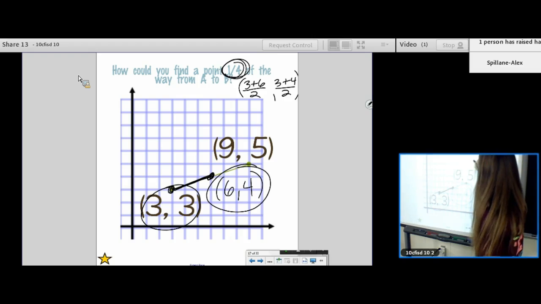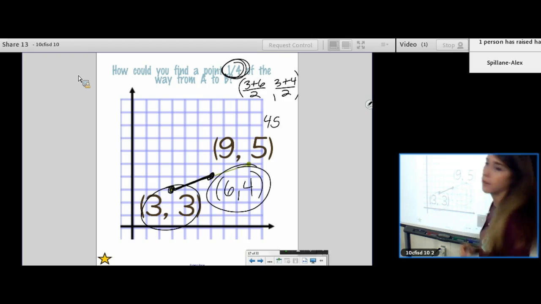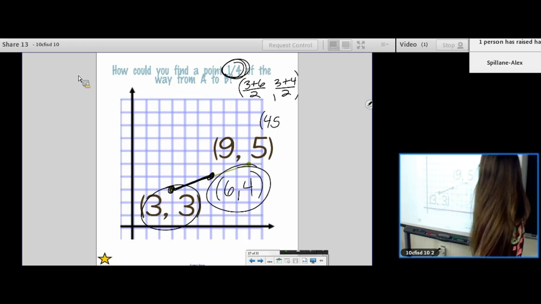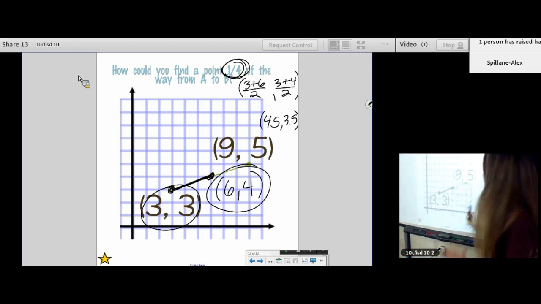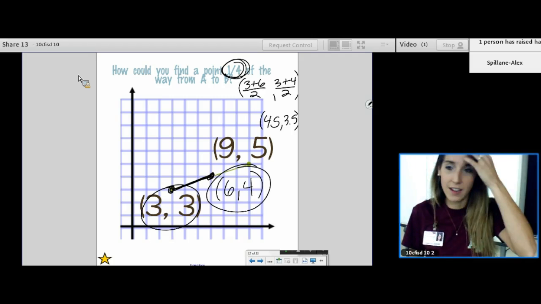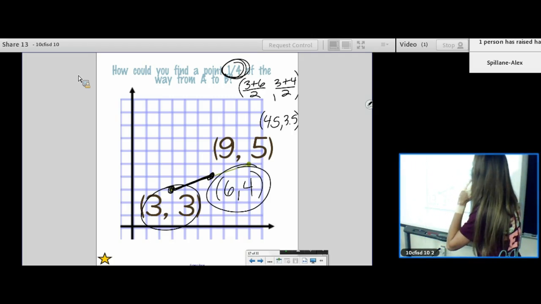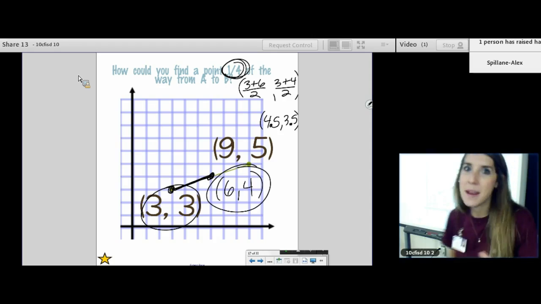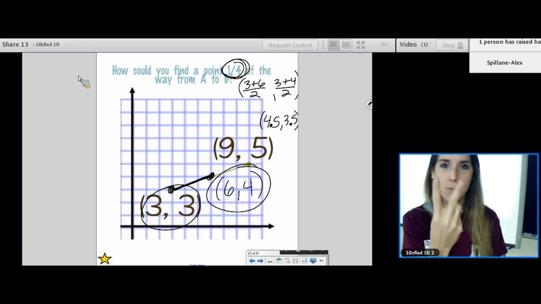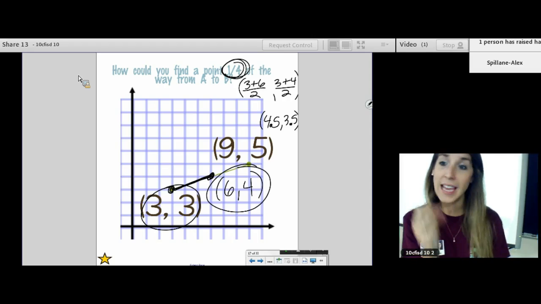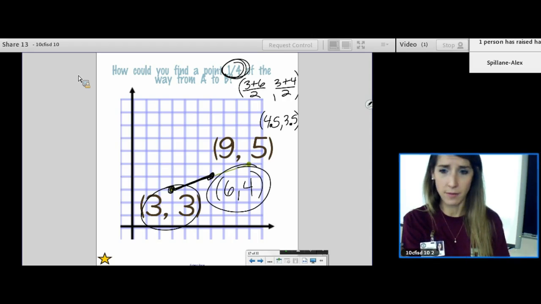9 divided by 2, 4.5. 7 divided by 2, 3.5. And that's the same answer we got on that other slide. So we found a midpoint, and then we found the midpoint of the segment that was created with the midpoint. In other words, we did midpoint formula twice. The answer is 4.5 comma 3.5.